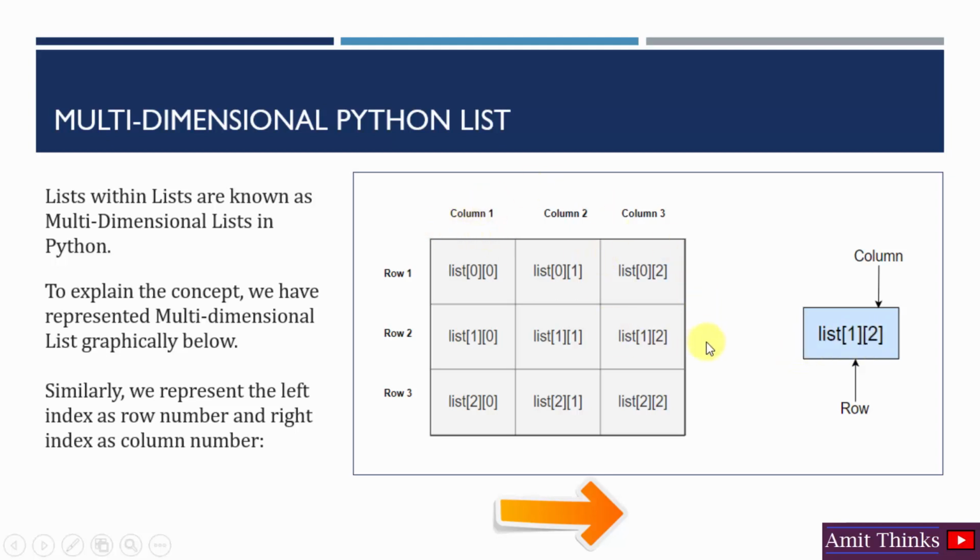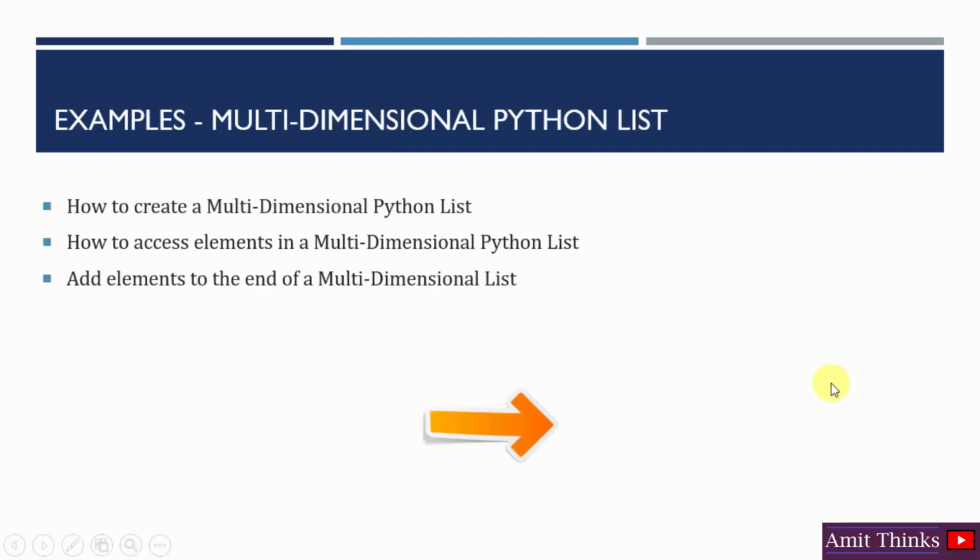So if you have created a matrix-like structure like this, the following will be the 0th index for column and row. The following will be the 0th index for row and first index for column, and the same goes on. The vertical part is your column and the horizontal part is your rows. So in this way multi-dimensional Python lists work. Left index is the row number and right index is the column number. I told you before. Now let us see these three examples to work around multi-dimensional Python lists.